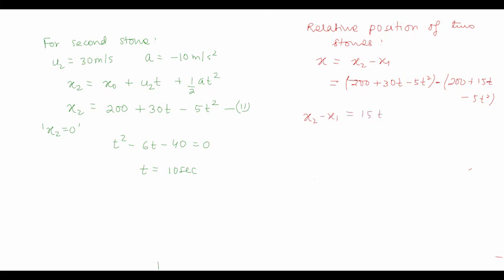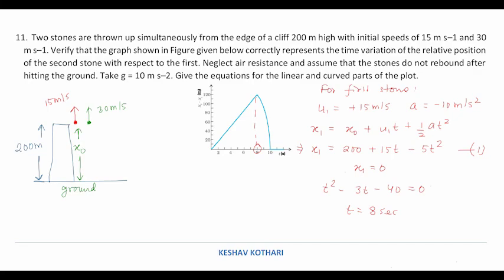So we say that the nature of the graph will be linear. The nature of x2 minus x1 is going to be linear, and for the maximum separation, let us go back to the graph. The graph is going to be linear, x2 minus x1 equals 15t. If we look at this equation, we can clearly see that at t equal to 8 seconds, on putting in the equation, we get 120 meter.